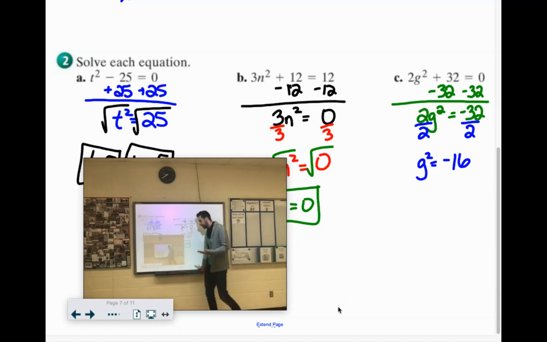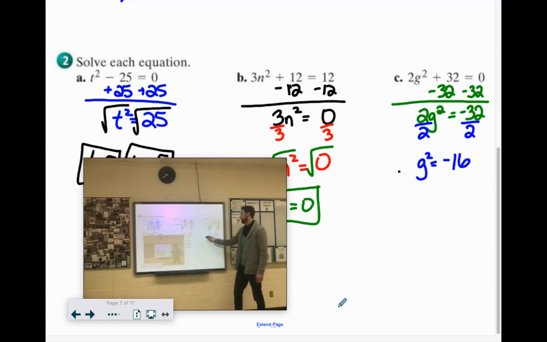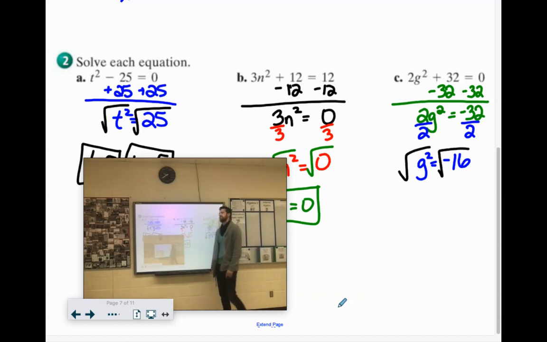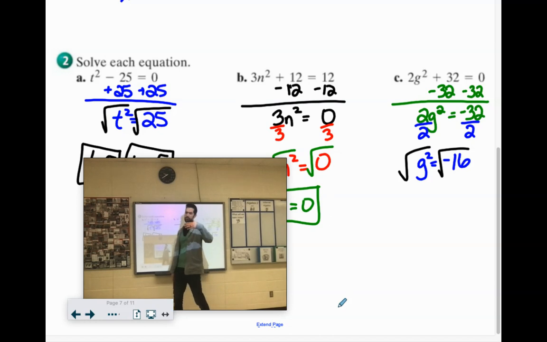And now we have g squared by itself, so we'll square root both sides. Square root of negative 16. Now, if I said what times itself gives you 16, you would probably say 4. And then you'd be like, oh, well, negative 4 too. But if you did 4 times 4, you get positive 16. If you did negative 4 times negative 4, you also get positive 16.